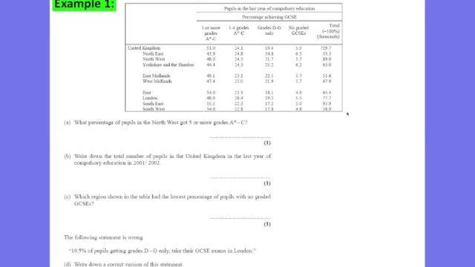So our first question is to identify what percentage of pupils in the Northwest got 5 or more A star to C grades. So we're looking here at the Northwest from the question. We're then looking at 5 or more A star to C, so this is the column we're focusing on. The value here is 48. So the percentage of students achieving 5 or more A stars to C in the Northwest is equal to 48%.